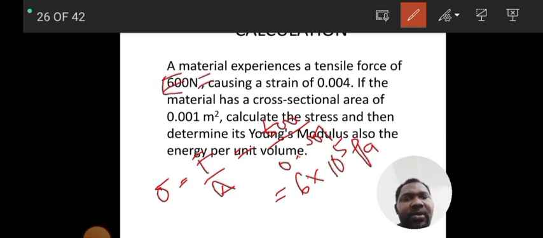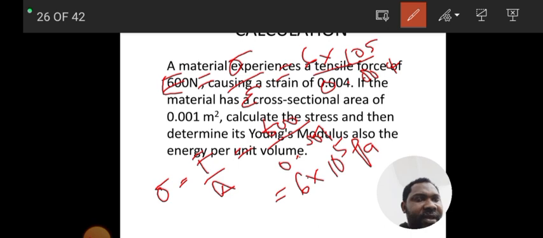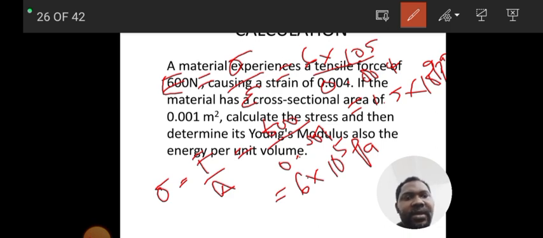Okay, the next question we are asked to find is the Young modulus. Young modulus we know is stress over strain. Okay, so the stress we just got to be 6 times 10 to the power 5 Pascal divided by the strain. From the question we see that the strain is 0.004. If we divide that, 6 times 10 to the power 5 divided by 0.004, we are going to get 1.5 times 10 raised to the power 9. Okay, so the answer to this is 1.5 times 10 raised to the power 9 Pascal. Okay, so that is the answer.